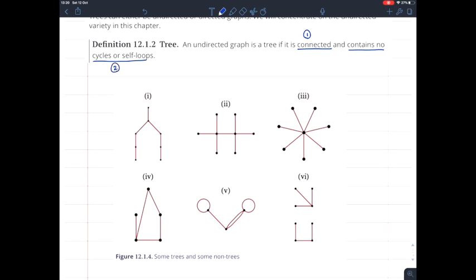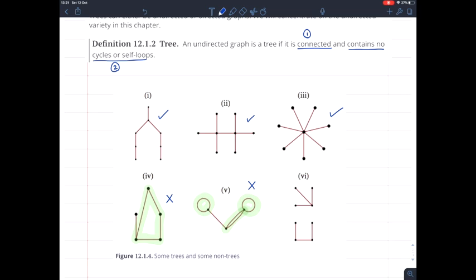So let's just have a look through these examples. If we look at example 1, that's definitely a tree because it's not unconnected. It's got no cycles, no self-loops. So yes. Number 2 is also a tree, and so is number 3. But notice that when we have a look at number 4, we've got a cycle. So this is not a tree. If we look at number 5, we've also got some issues. In fact, we've got both problems here. We have 2 self-loops, and we also have a cycle. So this is definitely not a tree.